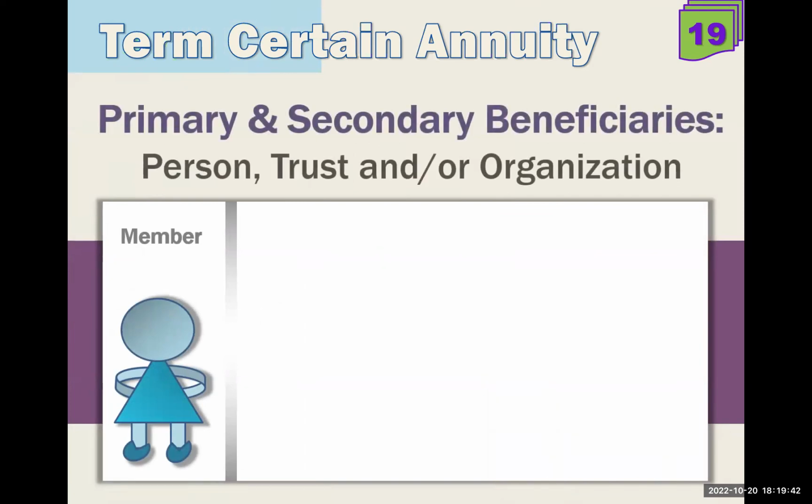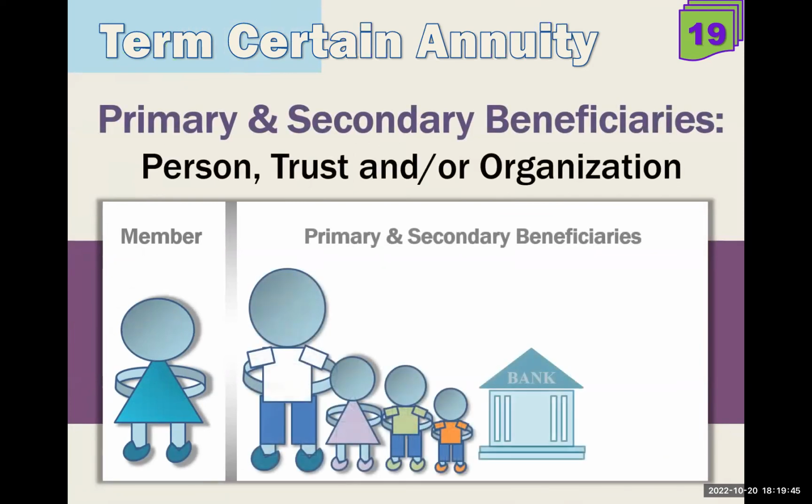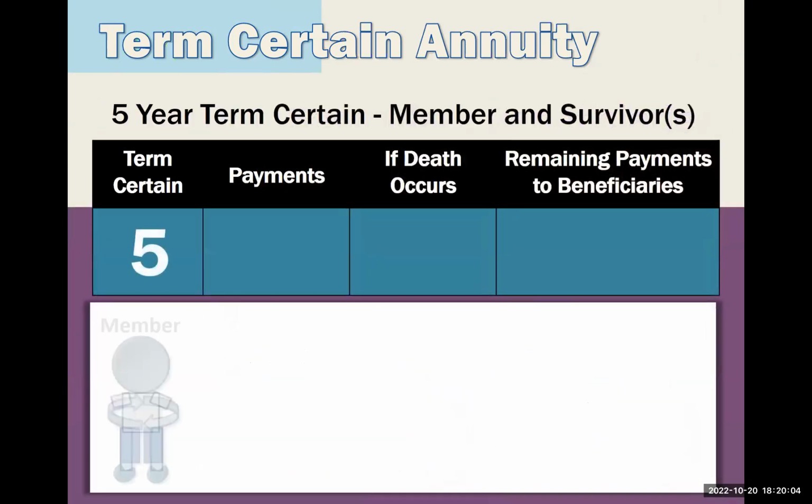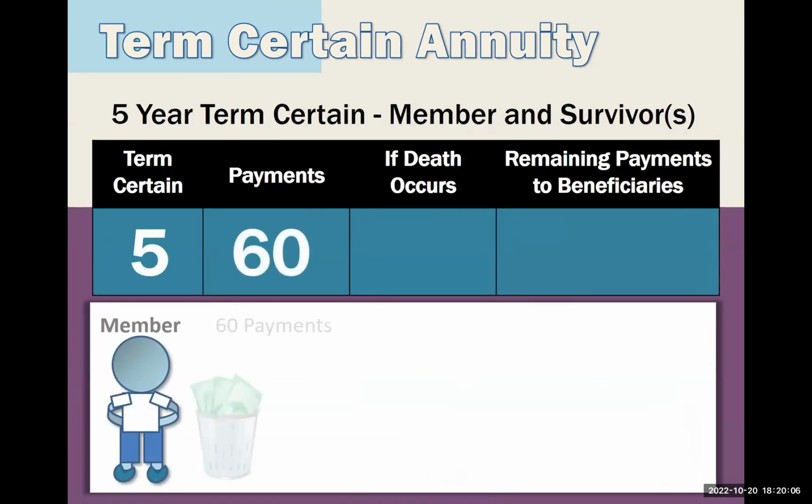The 5, 10, 15-year term certain annuity options allow you to choose multiple primary beneficiaries, which again can be people, multiple people, trusts, and organizations. With any option, you can designate secondary beneficiaries, which can also be people, trusts, and organizations. So let's break each of these options down.